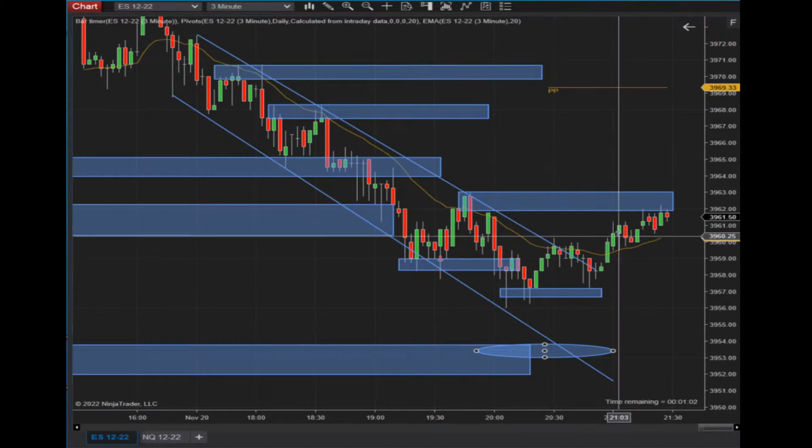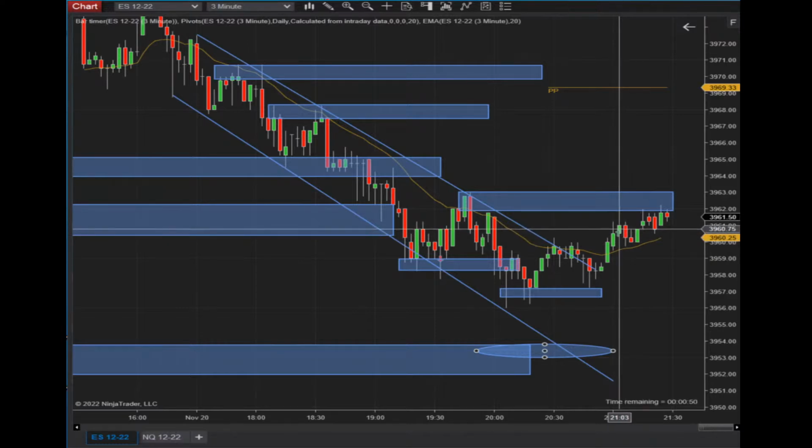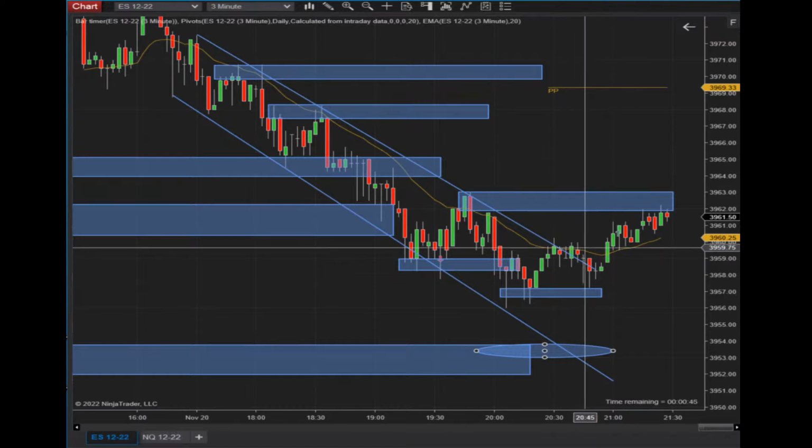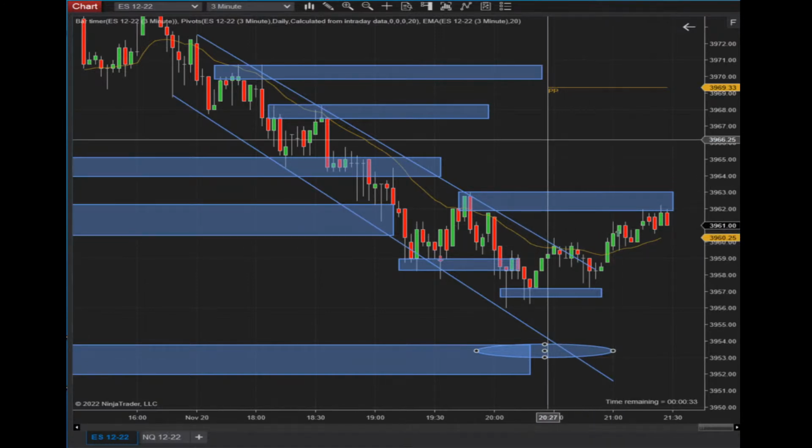And then here, tried to take a long. Ideally, I wanted to get long at this number, but I wanted to see this candle come down here, which it did, but it didn't stay there. It didn't close there. It closed up here. So I typically wait until that candle closes and then I get long. But that's just what I do. That's my rules.